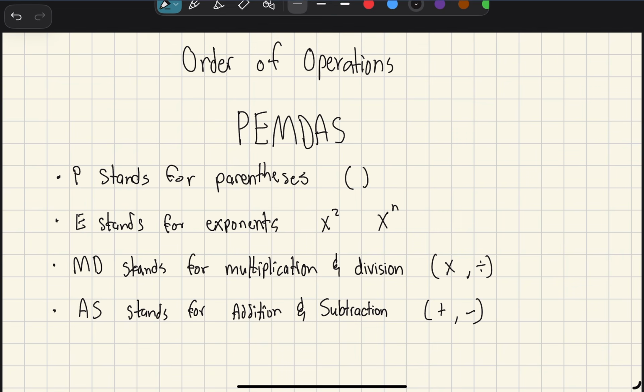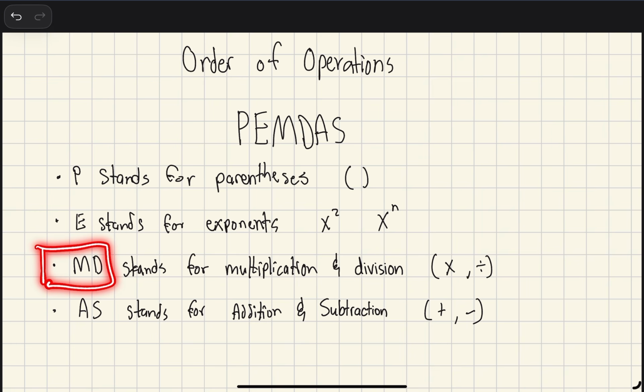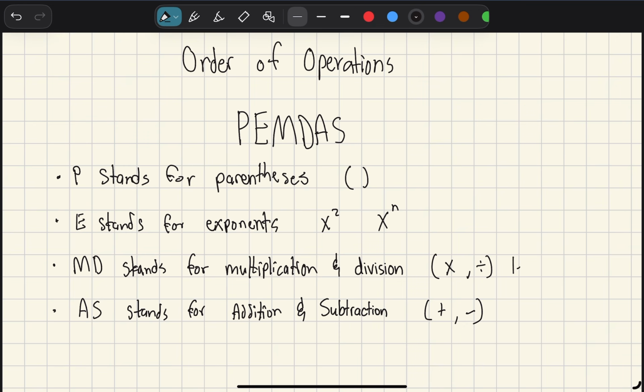So if you understand these, in order of operations, we read from left to right. So we start with the P first, then the E, M and D are together, and then last but not least A and S. So just remember that we start with parentheses first, then we work on any exponents that we see. Multiplication and division is next, and of course we go from left to right. So you use both operations from left to right. Same thing with addition and subtraction, left to right.